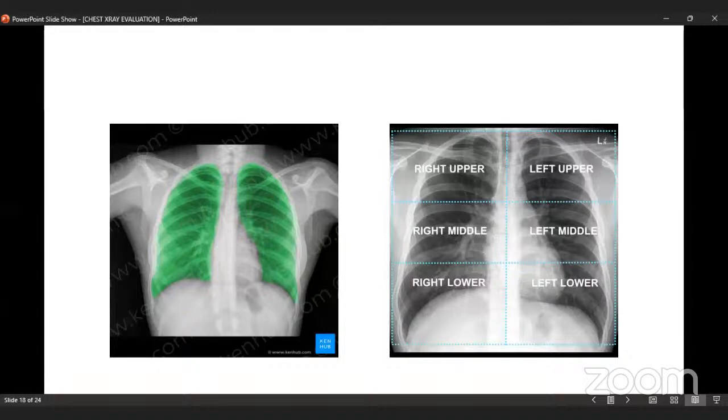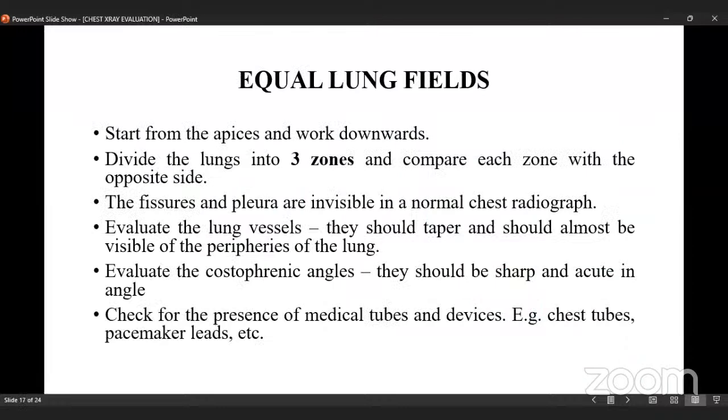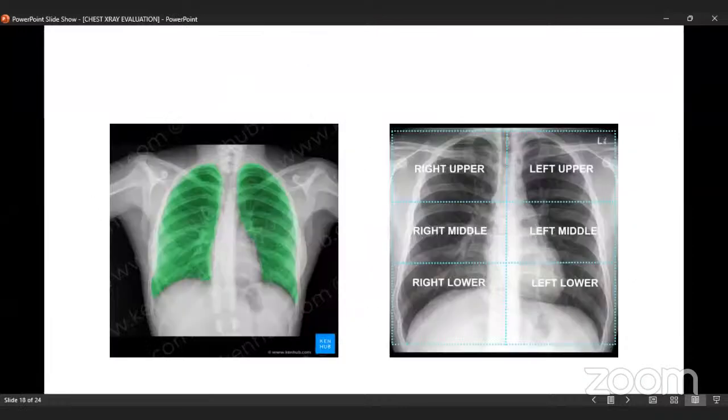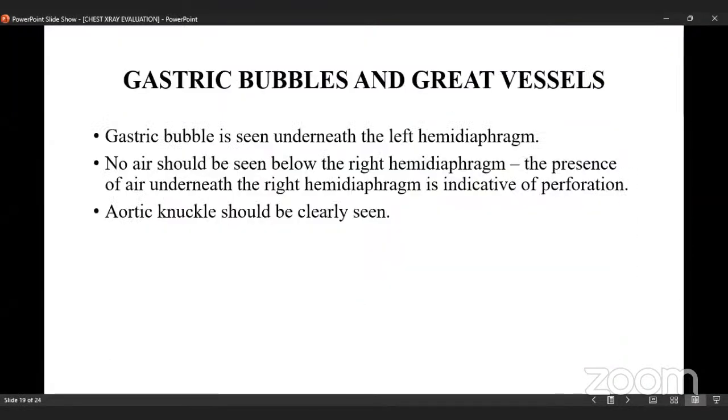All right, so let's move on. I think we've dealt with the lungs, okay? So now let's look at how to look out for... I think, where did we end? We ended somewhere here. All right.